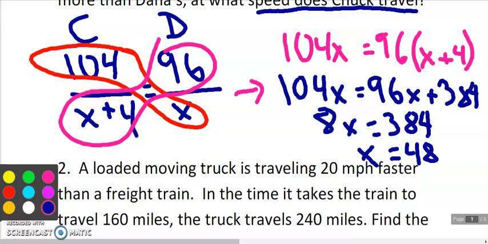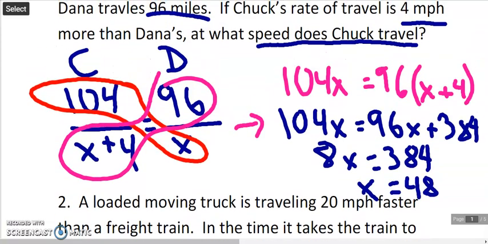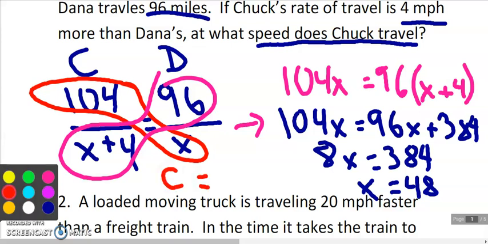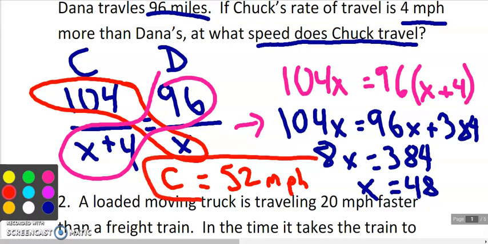We just need to look back at what the question was asking to know how to provide our answer. So it asked us for the speed that Chuck traveled. Well, Chuck had the fraction on the left. And since the denominator of the left-hand side said x plus 4, instead of just writing 48, I will say that Chuck traveled 48 plus 4, which is 52 miles per hour.